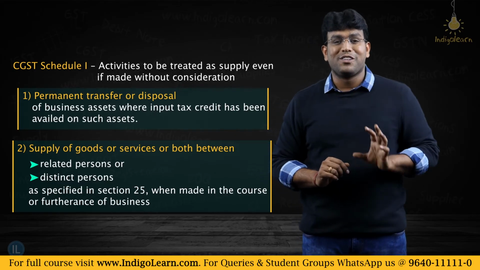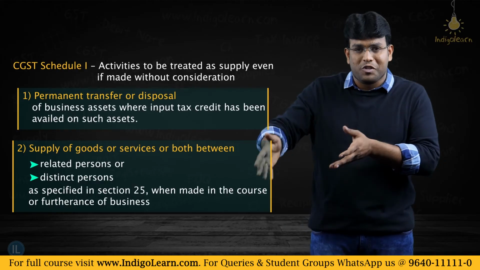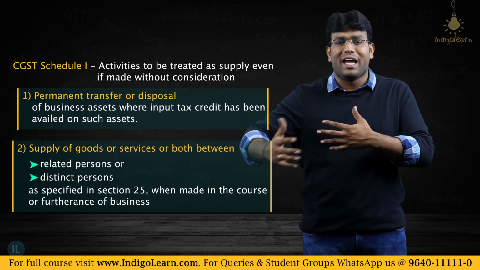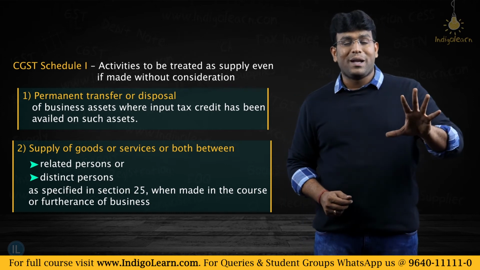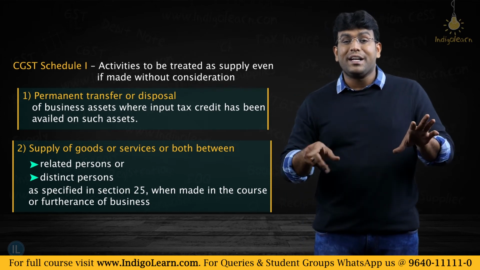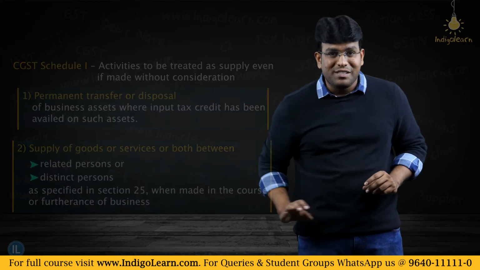In the course or furtherance of business means what? We already know, course of business means we are doing something in the course of business. Furtherance of business is something like expanding the business. So I'll repeat one more time. Supplies between distinct or related persons in the course or furtherance of business.